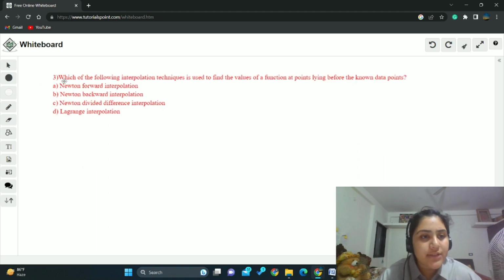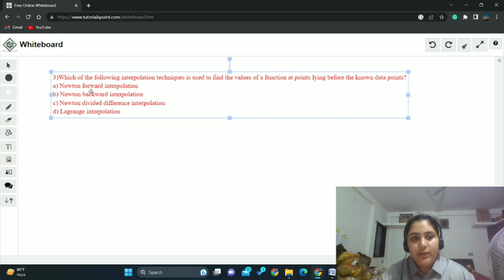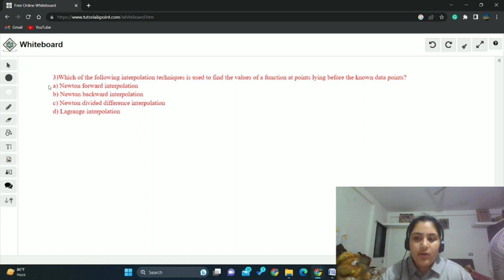Coming to the third question, here given is, which of the following interpolation techniques is used to find the value of a function at a point lying before the known data points? Options are Newton forward interpolation, Newton backward interpolation, Newton divided difference interpolation, and Lagrange interpolation. So here comes Newton forward interpolation. Newton forward interpolation is not the answer because it estimates the value of a function at a point lying after the known data points.